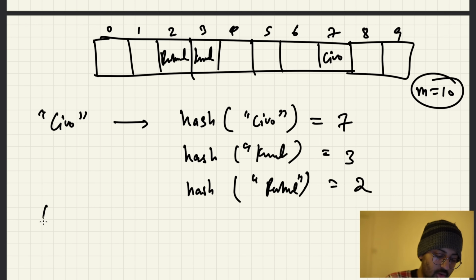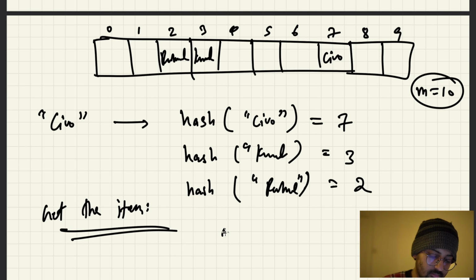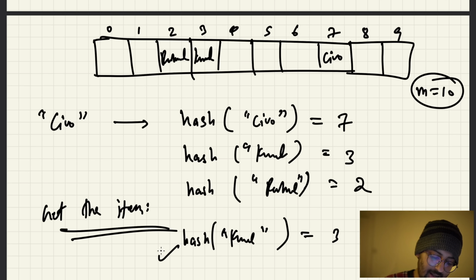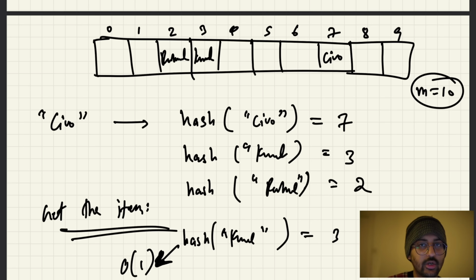Now when you try to get the item, I will say give me the item Kunal. It will be like, okay, let me just calculate the hash of Kunal. Hash of Kunal is coming out to be 3. Because this is a mathematical formula, it will be, let's say, constant time. I know some people who are over smart, they will be like, oh, it's not constant, it's average constant time. No, you are also wrong. It's called amortized constant time, which I will explain later.